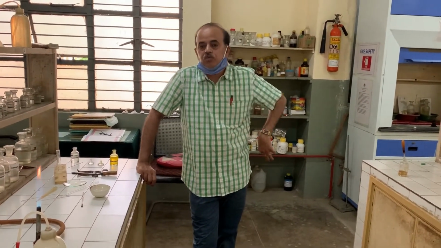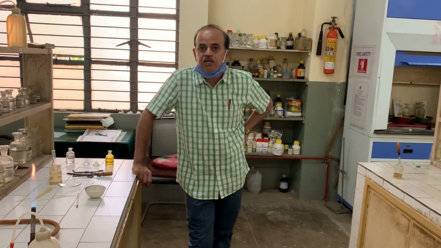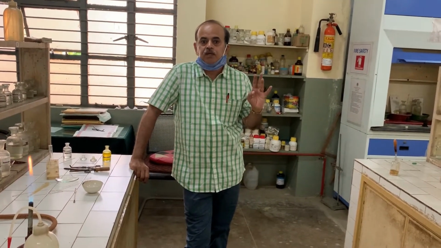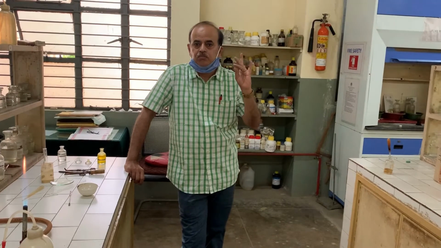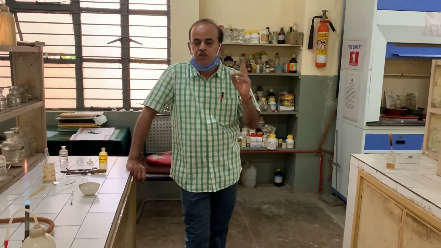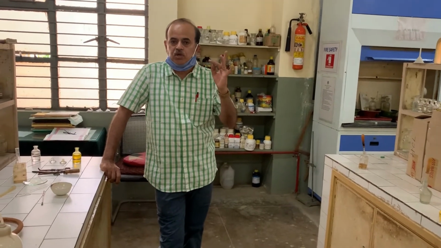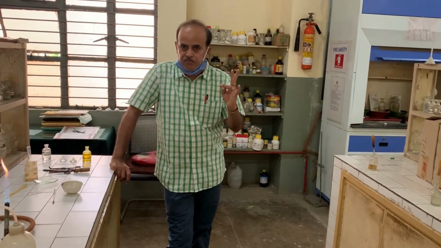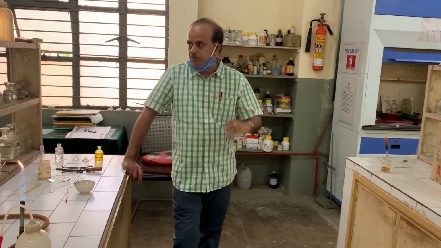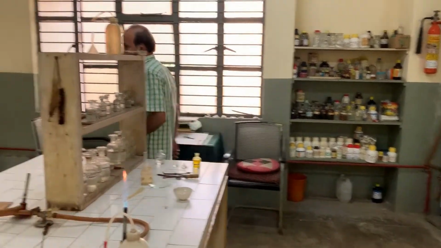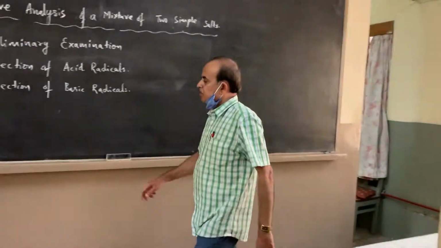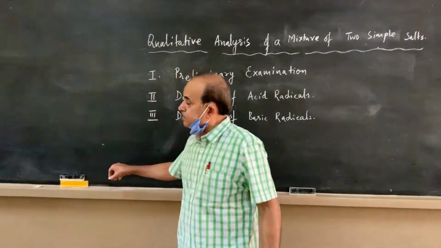This particular mixture, which I have chosen, consists of two acid radicals, chloride and nitrate, both belonging to the second group, and two basic radicals, strontium and potassium. Strontium is in the fifth group, potassium is in the sixth. Now I write this on the board. You need to write some chemical reactions for the basic radicals.